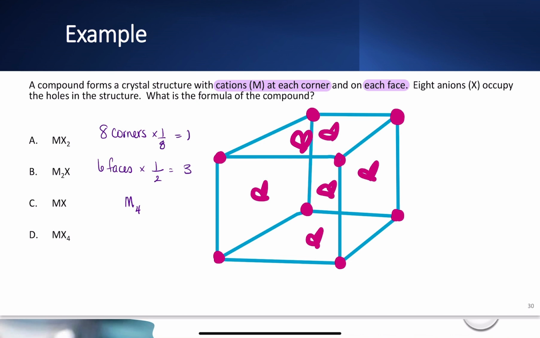I have 8 anions in the holes in the structure. Simplify that down for empirical formula. M4X8, nope, not simplified enough. MX2, yep, that's it. The formula will be MX2.